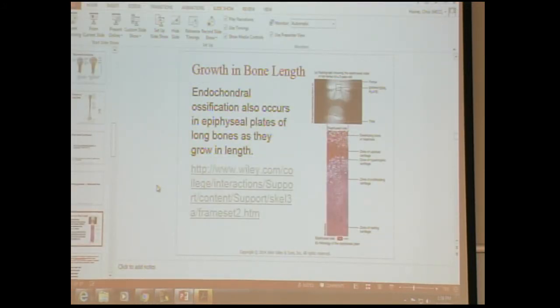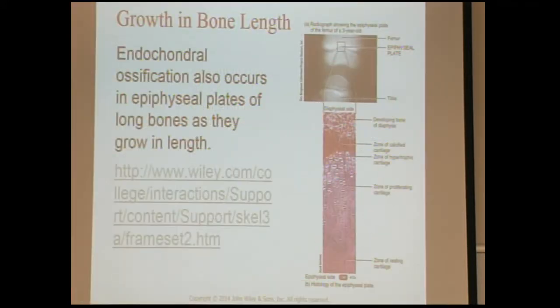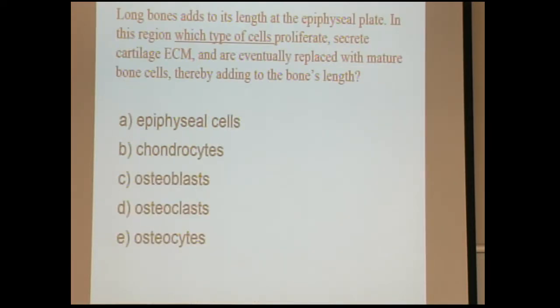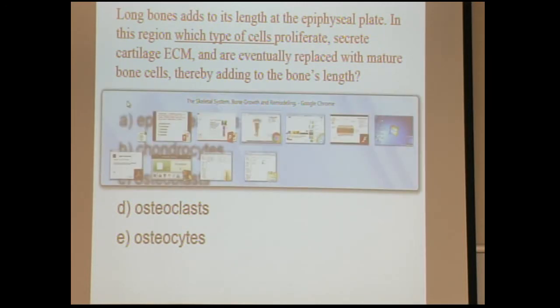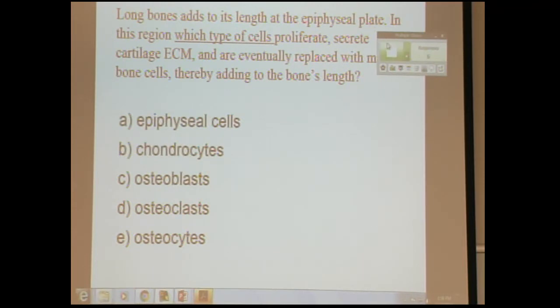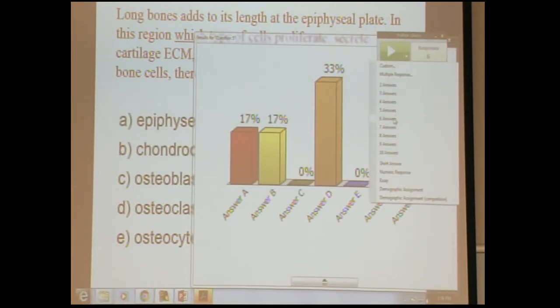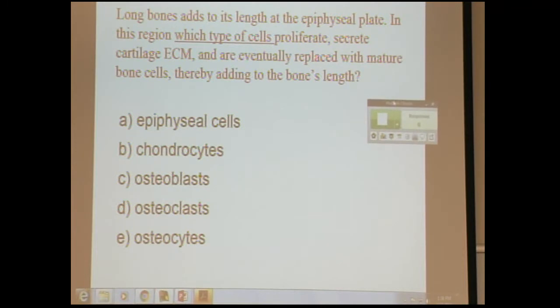Right. Any questions on that part? All right. First question. All right, long bones add to their length at the epiphyseal plate. So in this region, which type of cells proliferate, secrete cartilage, and are eventually replaced?